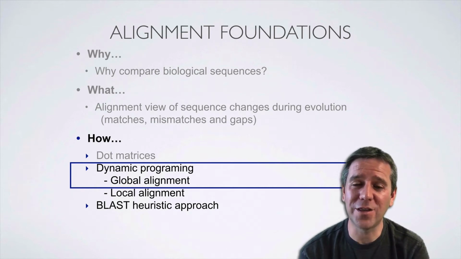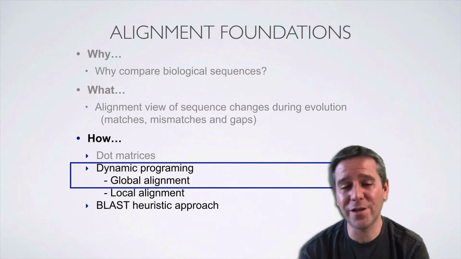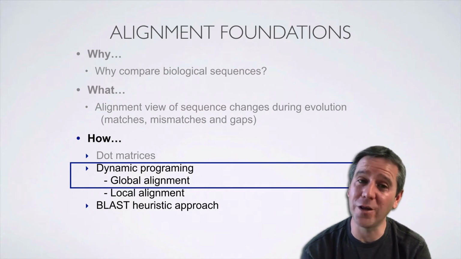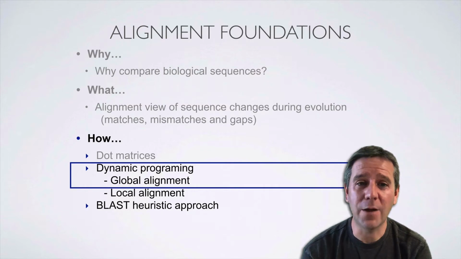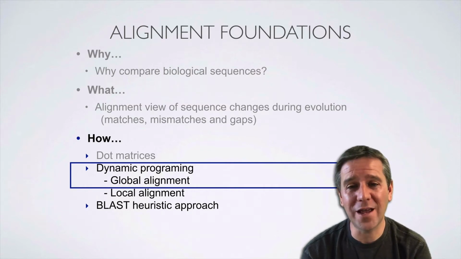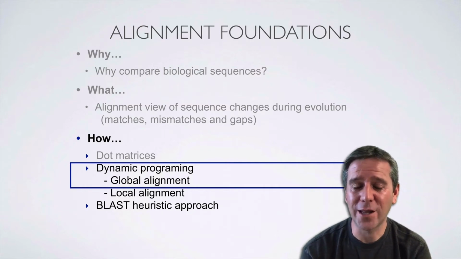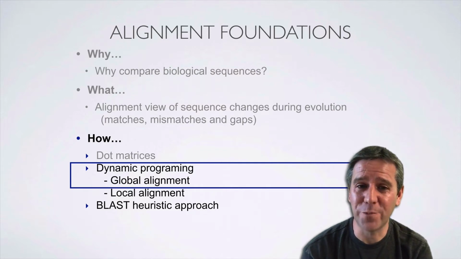Here, we'll delve into the classic dynamic programming method that builds on the dot plot approach, but adds a more quantitative component to it. And we're going to focus initially on global alignment and then move on to local alignment and its adaptation for database searching with the BLAST approach and the various heuristics that are used to enable the efficient searching of large-scale biomolecular databases.